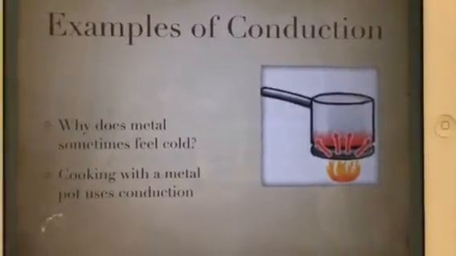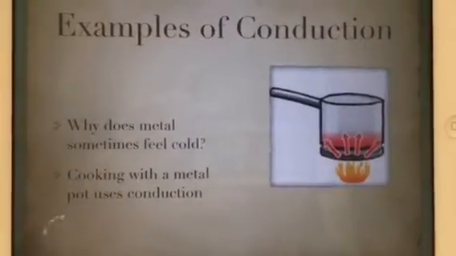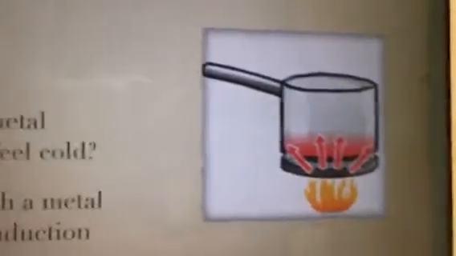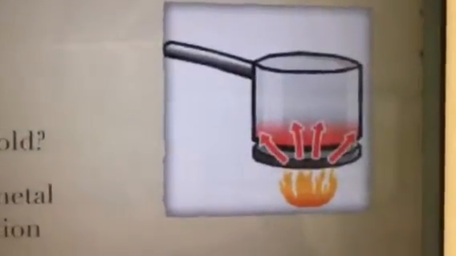And then another example would be cooking with a metal pot. This uses conduction. Say you set a metal pot on the stove eye, which is a solid, and it's heated up.